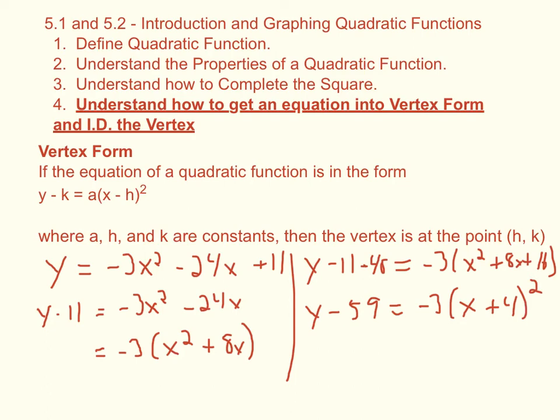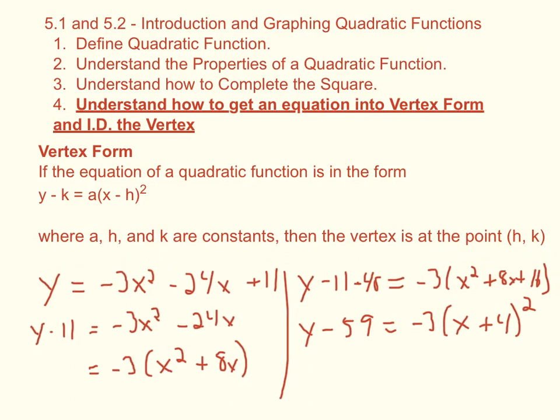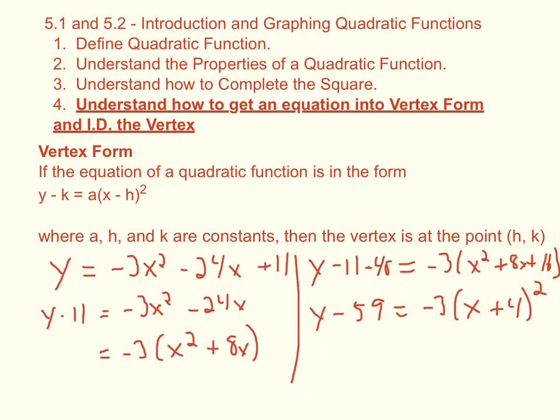Now where is my vertex? My vertex is located at negative h, negative k. So h is 4. So we want the negative of that, negative 4. K is negative 59. We want the negative or opposite of that. So that is 59. So our vertex is negative 4, 59.